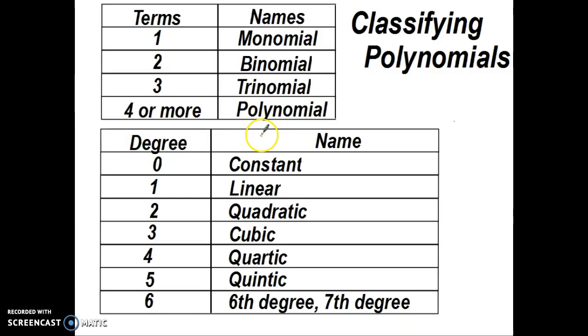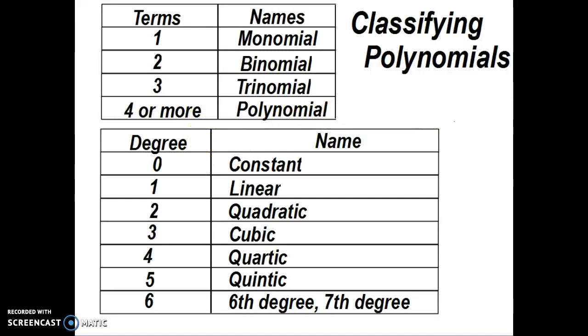But we can also name them by their degrees. Now I'm going to be flipping back and forth to this page so you can see what I'm talking about. If you have a 0 degree, it's a constant. If it has 1 degree, it's linear. 2, quadratic, 3, cubic. We're going to learn some of this stuff later on. Quartic, quintic, and then 6th degree, 7th degree. After 5, we don't start naming them. We just say, oh, it's the 6th degree, the 7th degree, the 20th degree. So we don't name them after the 5th degree.